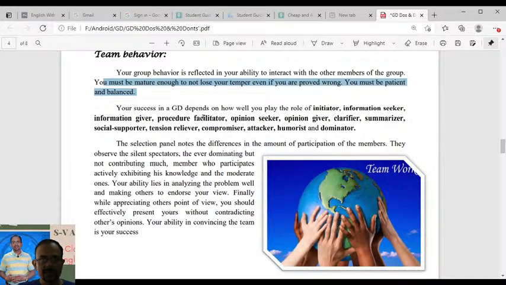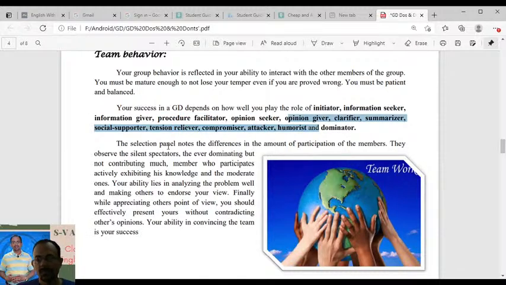Okay, so your success in a GD depends on how well you play the role of initiator, information seeker, information giver, procedure facilitator, opinion seeker, opinion giver. All this means whenever your turn comes, you have to speak, and how do you facilitate the process of conversation. Like it should not be that you only dominate the conversation. Okay, you facilitate conversation for others also, so that is also important.